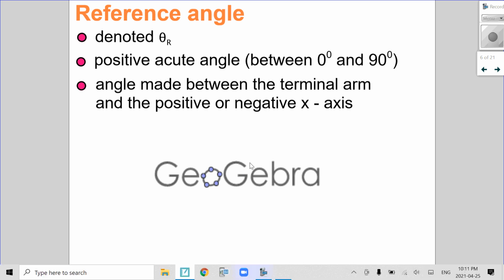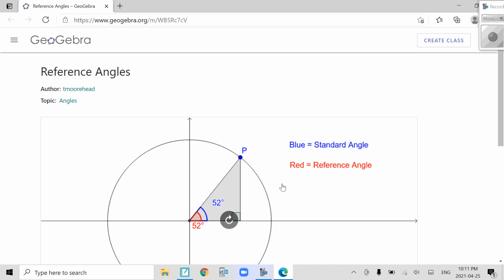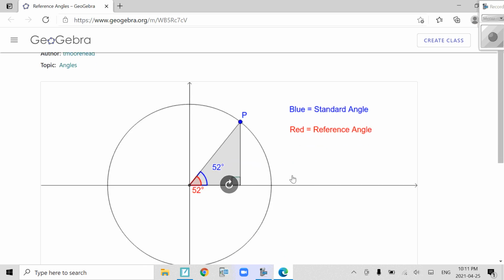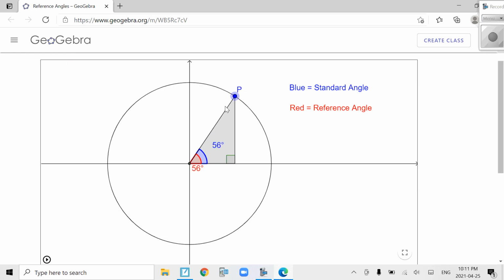So I just want to show you an applet as to what a reference angle is. So here we can see the coordinate grid here, and we're going to draw triangles going around this coordinate grid. Now the angle in blue is your standard angle, the angle in red is your reference angle. So what you'll notice is in quadrant number 1, no matter where I have my angle, you can see that the angle and the reference angle are the same because they're both acute angles.